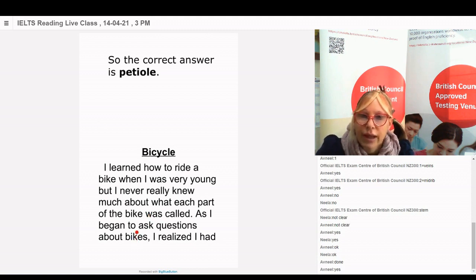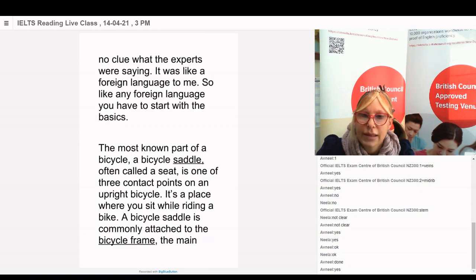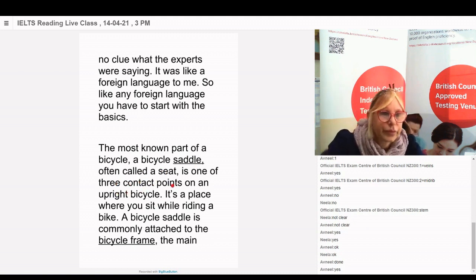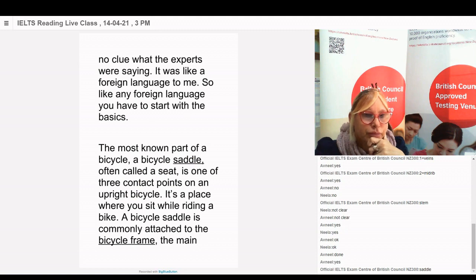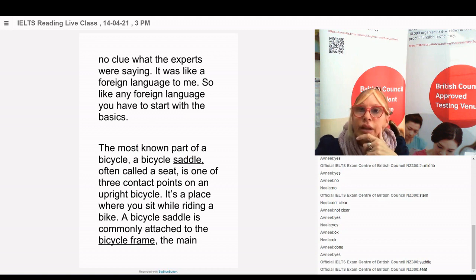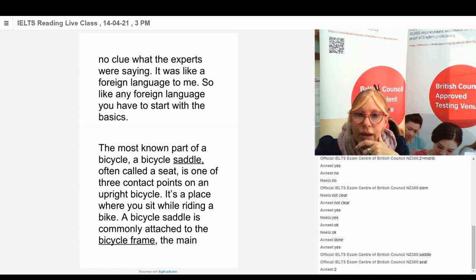The most known part of a bicycle, the saddle, often called a seat, is one of 3 contact points on an upright bicycle. Okay, so that word saddle, also known as a seat, can you find it on your diagram and tell me the number? Number 2. All right, that's perfect. Thank you. Okay, so number 2 is the seat or the saddle.